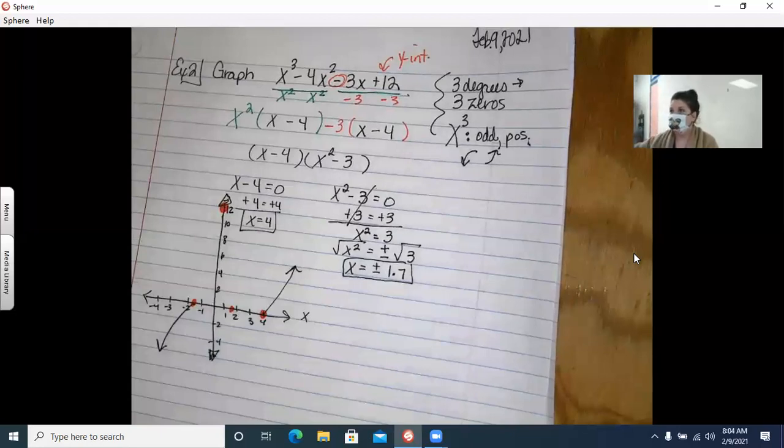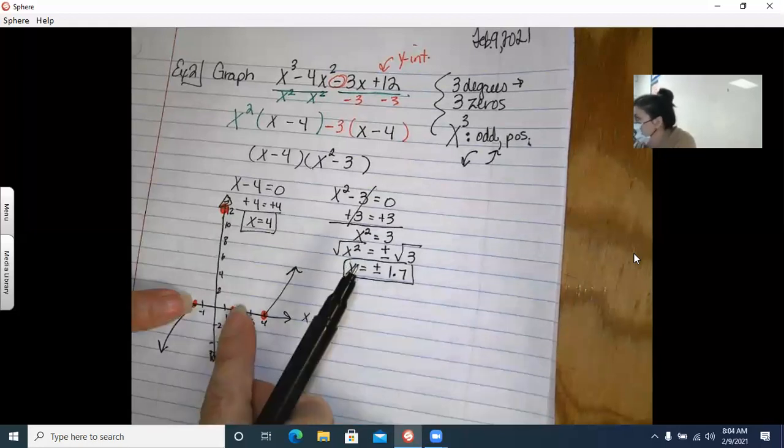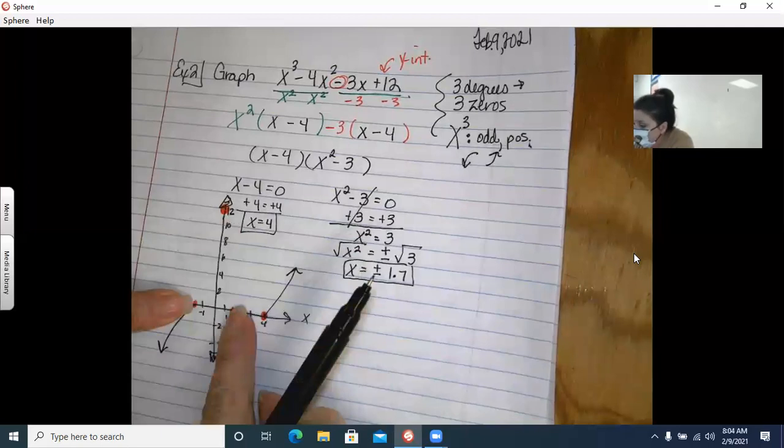And then you have to draw curves in between each consecutive set of zeros. So we need to draw a curve between negative 1.7 and positive 1.7. Well, our y-intercept is between those 2 points, correct? So we know we got to go up and get that point.